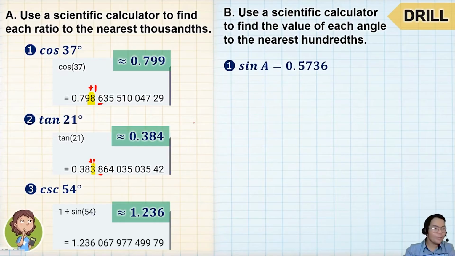Anyway, as we continue, we can also use our scientific calculator to find the value of an angle, given that we already have the value of the trigonometric ratio, such as in this first example. Remember, if you answer this one, you have to round it off to the nearest hundredth, that means two decimal places. So if sine A is equal to 0.5736, what should be the value of A? Yes, Liz Angela. Liz Angela says it's 35, or 35.00. How did you get that answer, Liz Angela?